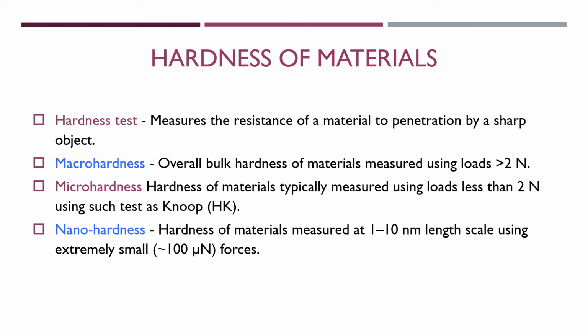Then we have micro hardness. The hardness of material is typically measured by using a load of less than 2 Newton, such as the Knoop test. And lastly, we have nano hardness. The hardness of material is measured at 1 to 10 nanometer length scale using extremely small forces.